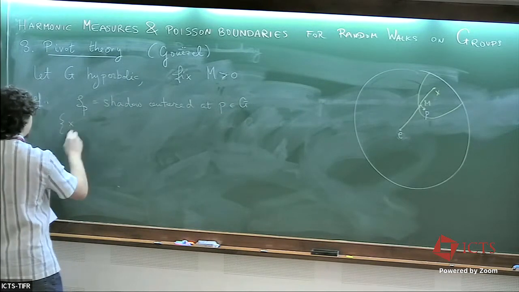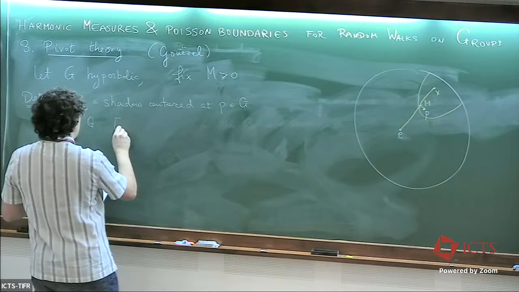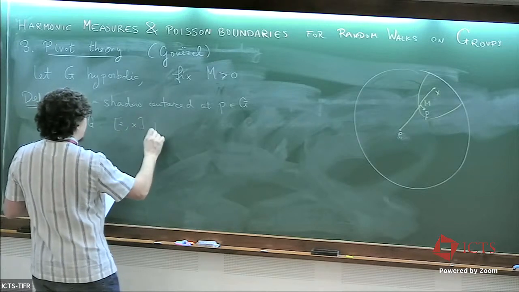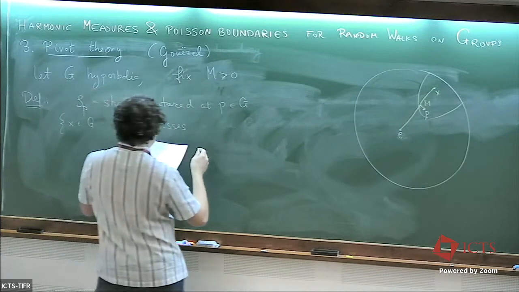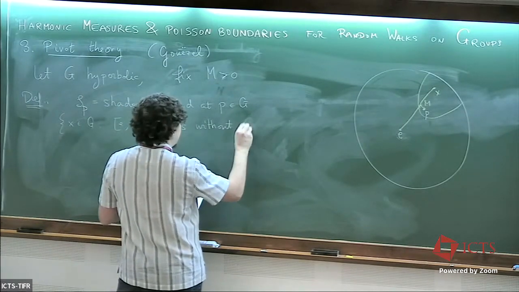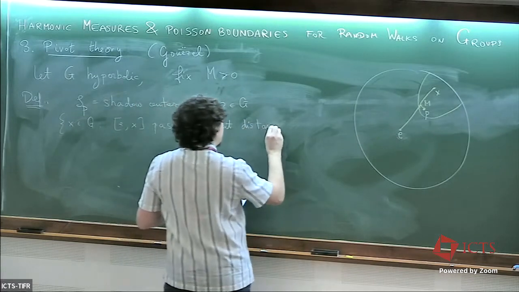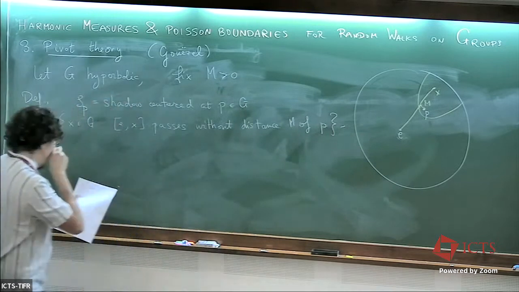So this is the set of X in G such that the geodesic from 1 to X passes within bounded distance M of P. There's more than one geodesic, but again, everything is hyperbolic, so it's up to bounded distance.